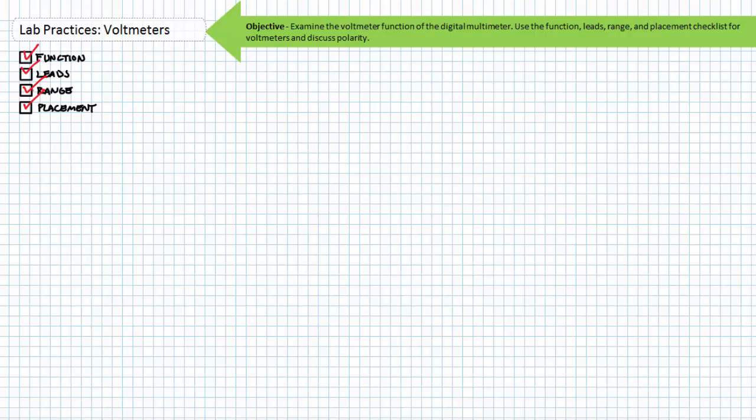In conclusion, this lecture took a brief look at the voltmeter function of the digital multimeter. We used the function, leads, range, and placement checklist for different voltmeters and discussed voltage polarity. Remember to review these concepts as often as you need to really drive it home. Imagine how well lab will go if you know what you're doing.